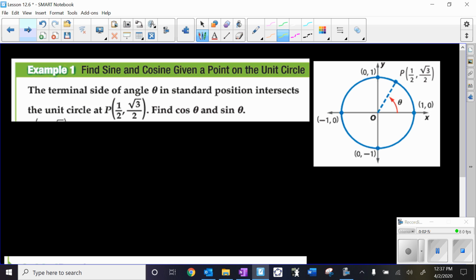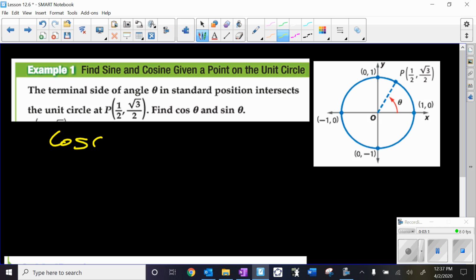And that's all they're looking for out of example 1. The terminal side of angle theta is in standard position, intersecting the unit circle at point P, which is at 1/2 comma square root of 3 over 2. Find cosine of theta and sine of theta.